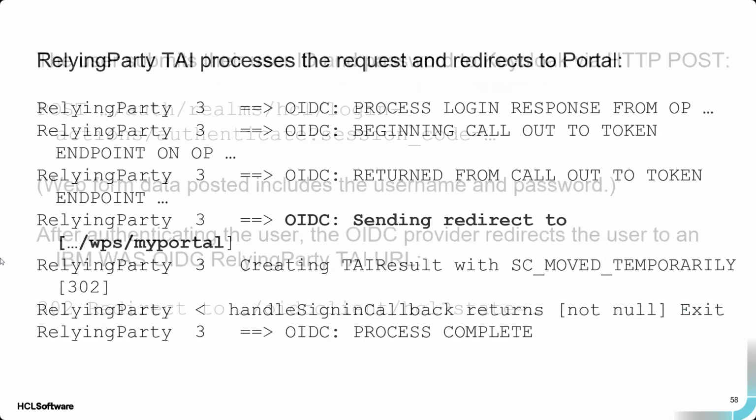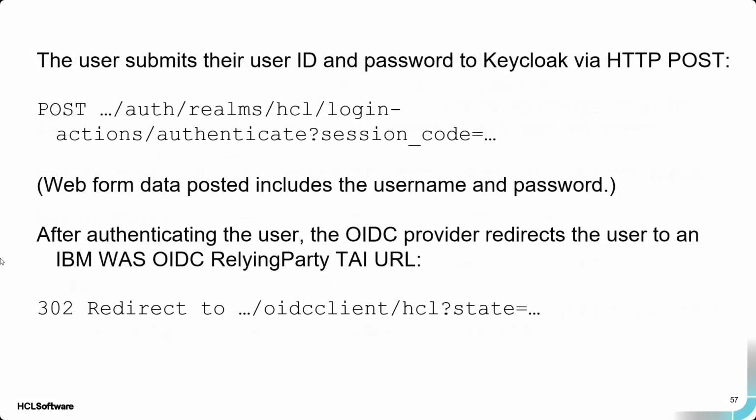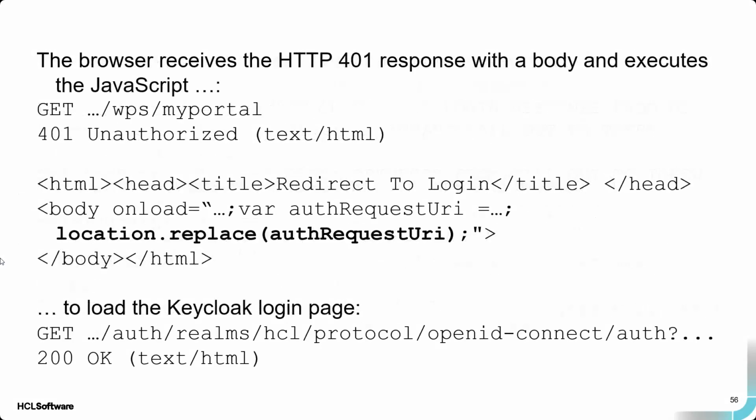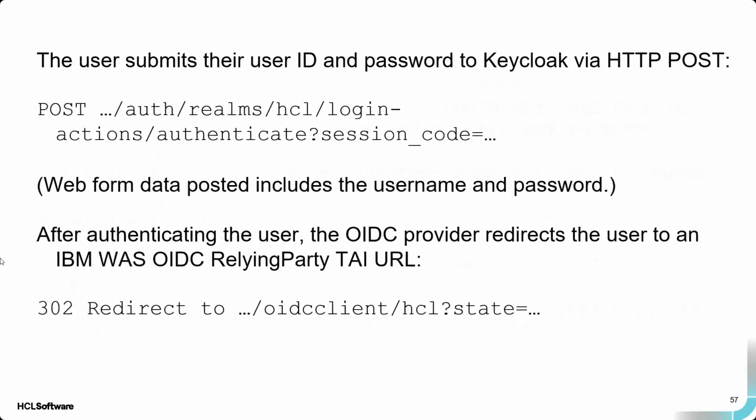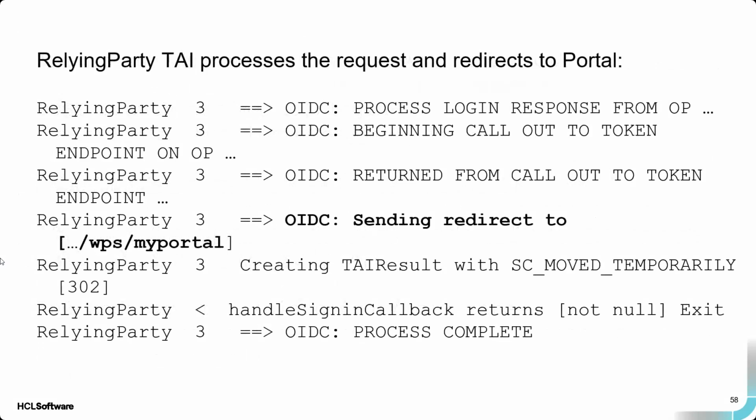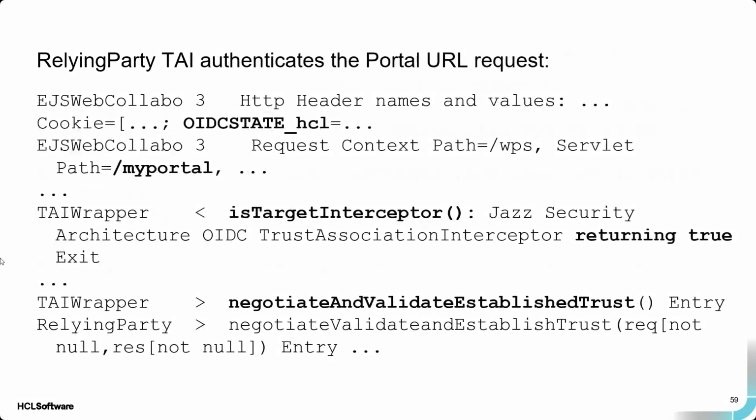There was this, I didn't mention it here, but you'll see it in the traces. There is a cookie that it reads from the headers that it uses its back channels to the identity provider to validate, and then it sends you on to the URL that you requested. Here is my portal, and then the TAI is done with its work.